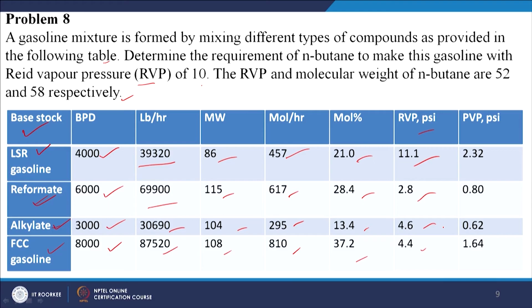Okay. Now, we have to decide what amount of n-butane we can add with this mixture, so that overall RVP we can get 10. So, this is the problem statement, and we have to determine what will be the mole per hour of this n-butane. So, that will give us the RVP of 10. So, that is the statement.